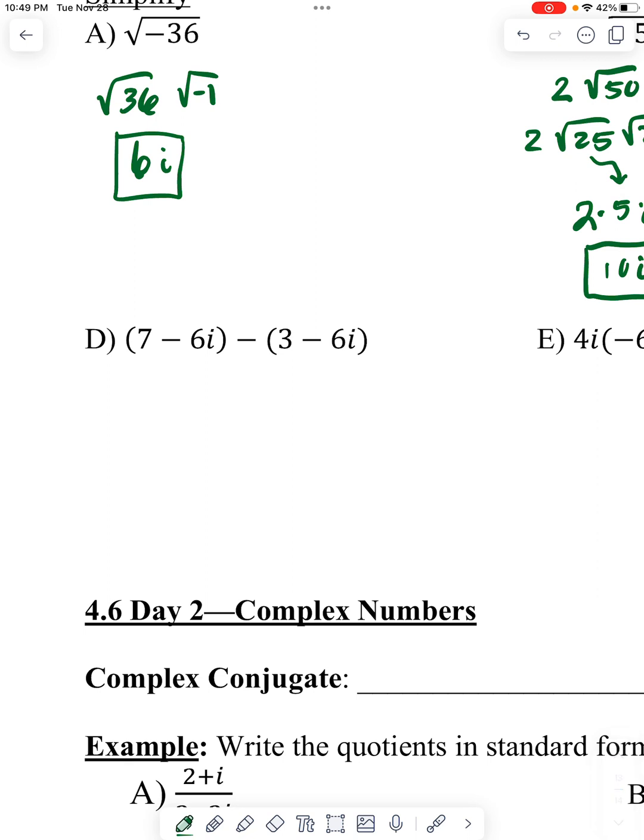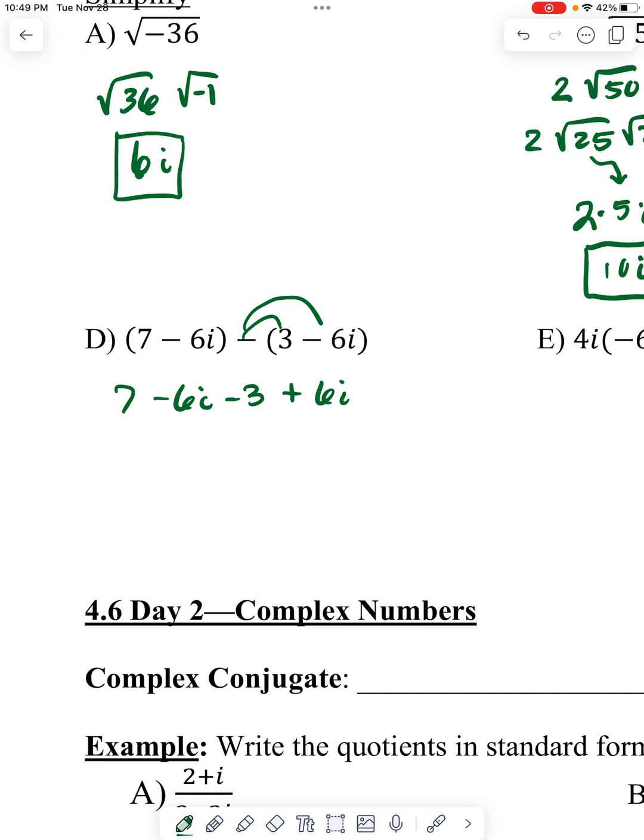Now we're just doing more math. And again, treat it like x. If these were x's, you would just distribute this negative, which that alone can be kind of tricky. That'll turn into -3 and a +6i, just because negative times a negative turns positive.